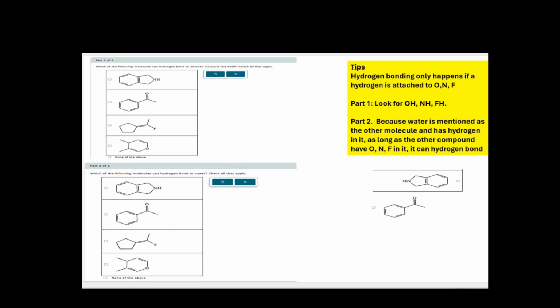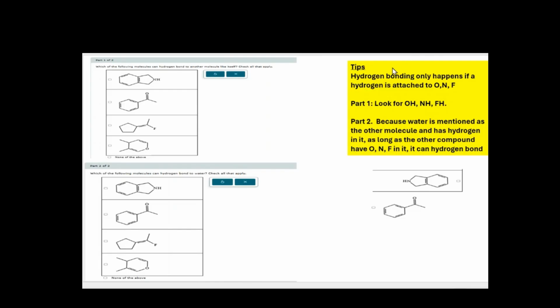Next up, I'm going to show you how to solve the ALEKS problem, identifying molecules that can hydrogen bond. So what ALEKS is going to ask in this question is two parts. First, which of the following molecules can hydrogen bond with another molecule like itself? And then part two is, which of the following molecules can hydrogen bond to water?